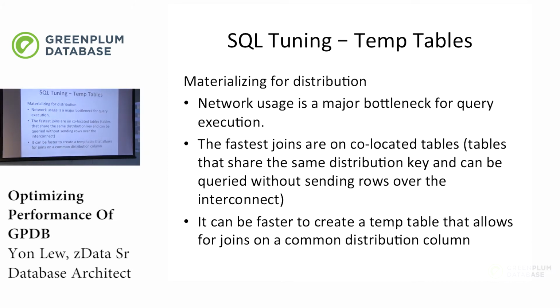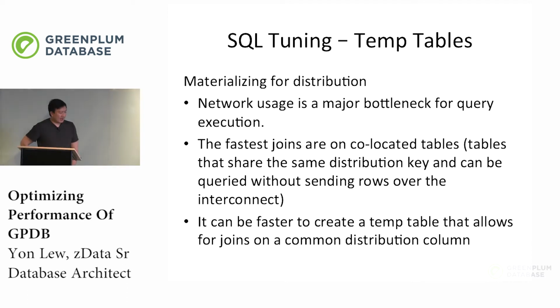Okay, so what do we mean by materializing for distribution? Greenplum is a distributed system. You have data residing on a whole bunch of database nodes and they talk to each other. They have to exchange information across the interconnect. So that is a major bottleneck actually for query execution. So the fastest joins are on co-located tables, right? And by that we mean tables that share the same distribution key so that when they're joined they don't actually have to exchange any data over the interconnect.